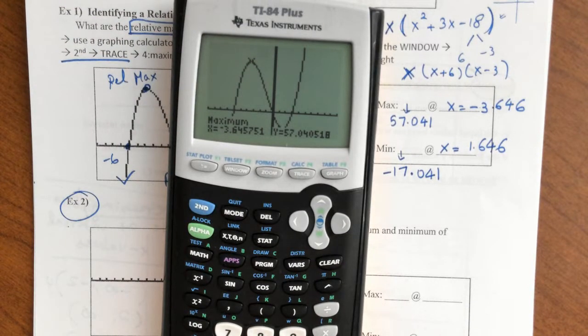You will do the same process when you're trying to find x-intercept. You'll choose the option 0 and you'll give the boundary for each of the x-intercept.